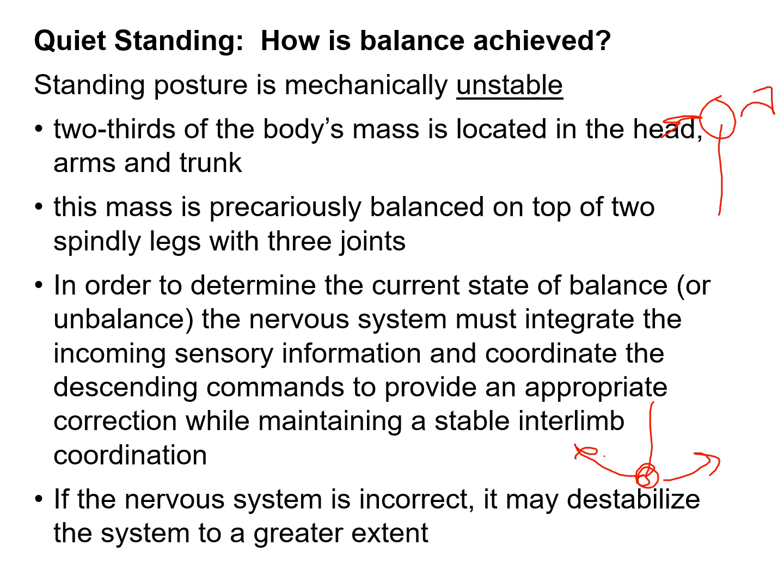So in order to determine the current state of balance or unbalance, the nervous system, your CNS and peripheral nervous system, must integrate the incoming sensory information from proprioception, visual information, and the vestibular system in the inner ear, and coordinate the descending commands to provide an appropriate correction while maintaining stable inter-limb coordination. If the nervous system is injured in any way, it may destabilize the system to a greater extent.